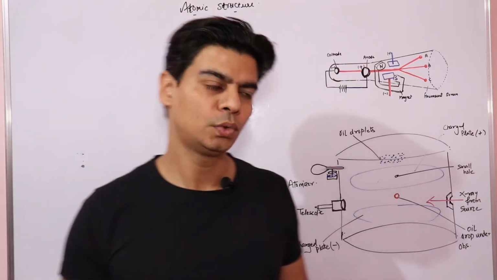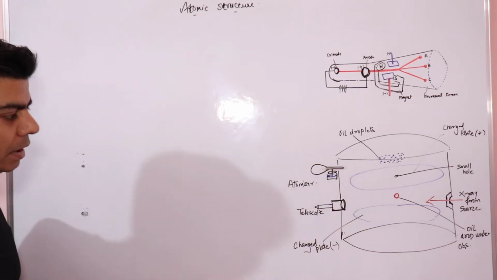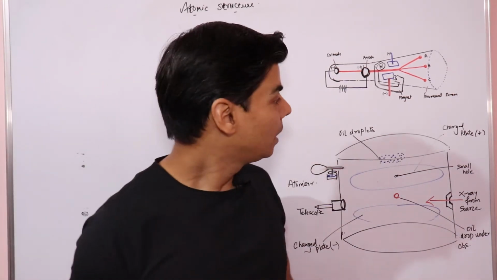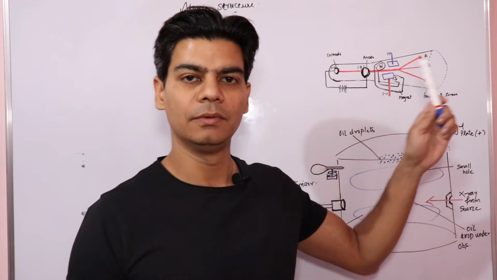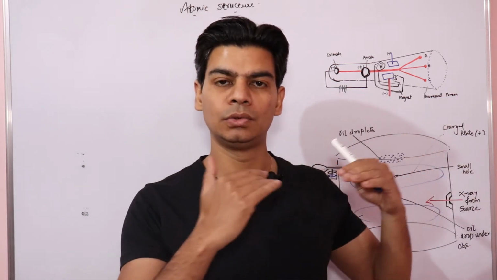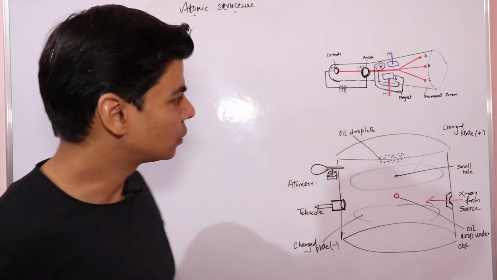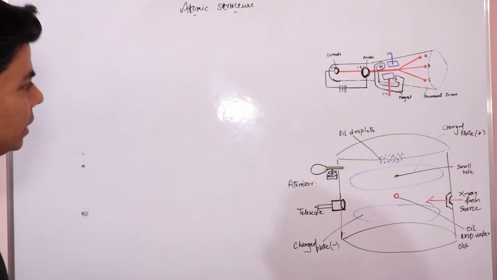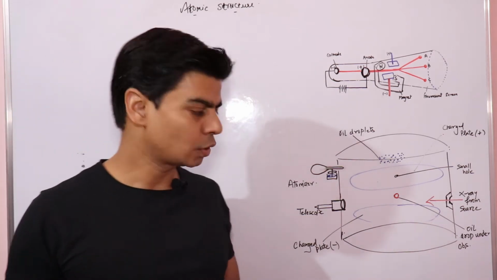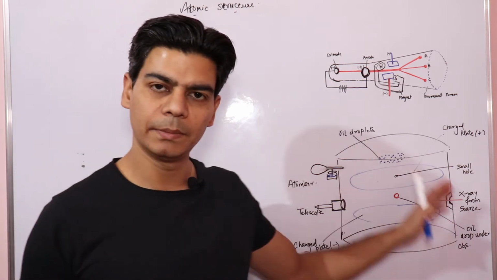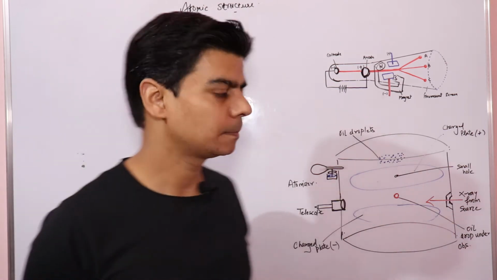Now today we will go through J.J. Thomson's experiment and Millikan's oil drop experiment, right? Using J.J. Thomson's experiment, we will determine the charge to mass ratio of an electron, which we say as e upon m of an electron, and using the Millikan oil drop experiment, we will determine the charge on an electron, right?